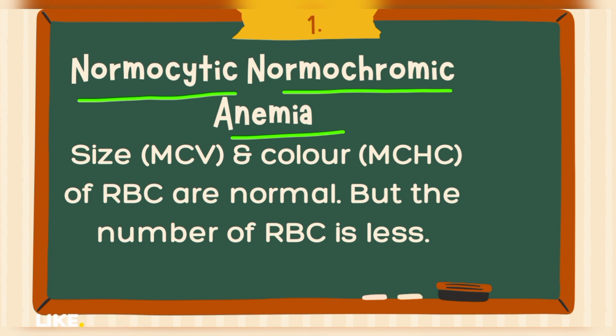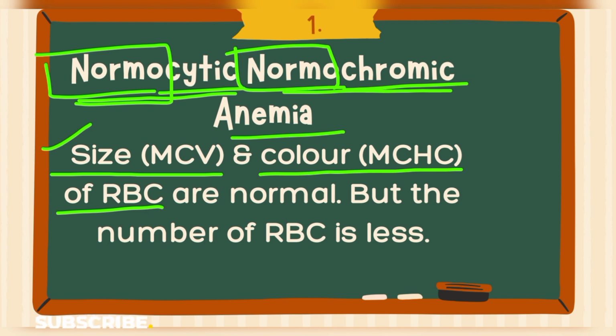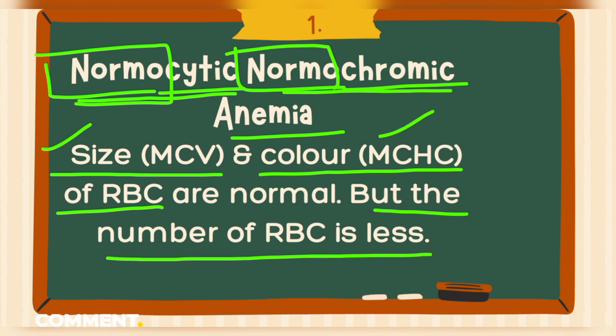As the name suggests, the normocytic, normo means normal, cytic means size, मतलब size है, size will be normal. Normochromic, normo means normal, chromic means color, so color is also normal. तो आरबीसी का साइज नॉर्मल है, कलर भी नॉर्मल है, but the number of RBC is less. That's why there is decrease in the RBC count.